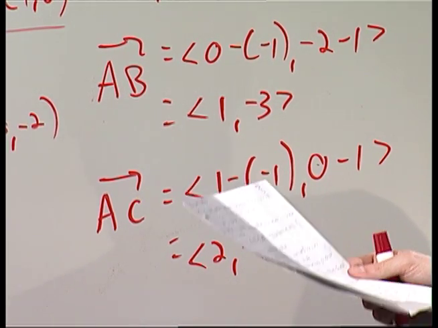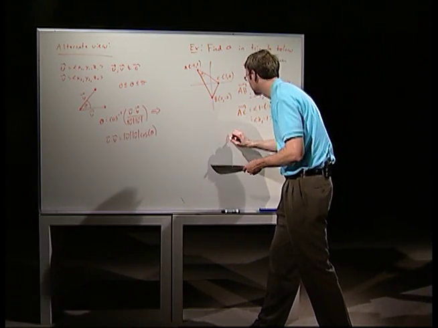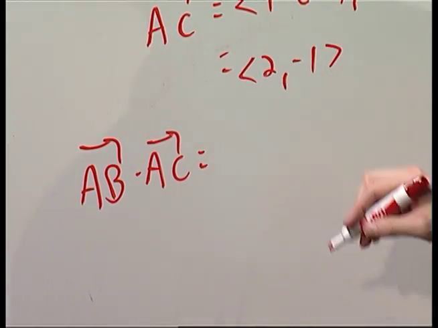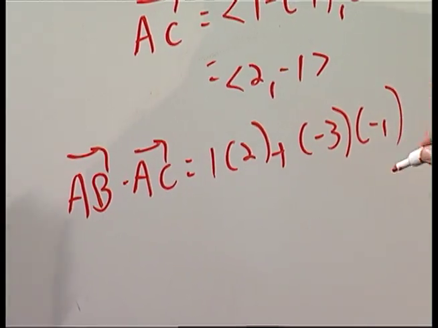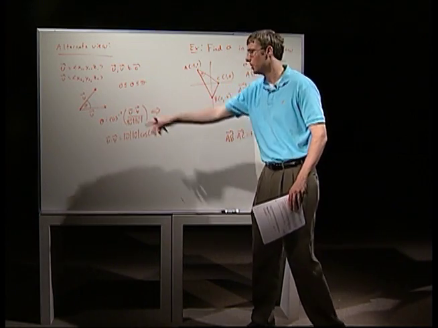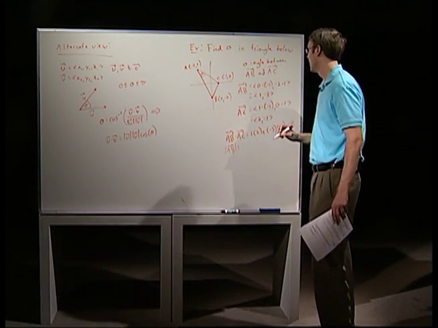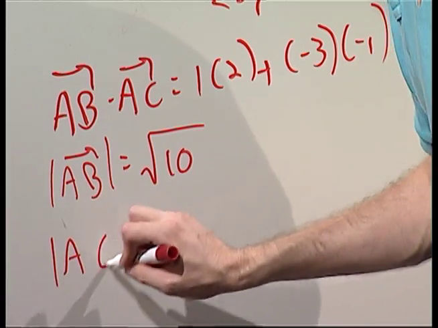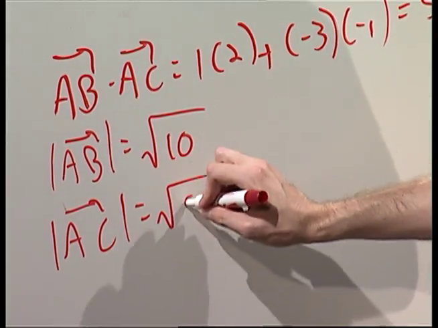Do I? Yes, okay. So now I can use this formula and get what I want out of this. So I need the dot product. So I need AB dot AC, right? Which is 1 times 2 plus minus 3 times minus 1, which gives me 5, right? And I also need the lengths of these too. So I need the length of AB, and that ends up being square root 10. And the length of AC ends up being square root 5, right?